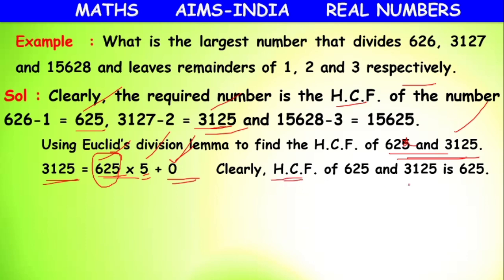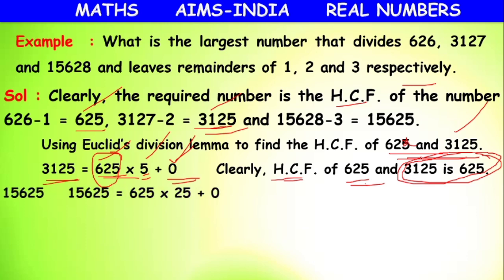Means when we have divided with 625, we have got the remainder 0. So the HCF will be 625 for these two numbers. Indirectly, in the first step only we have got the HCF, so there is no need to continue the lemma. One step is enough.